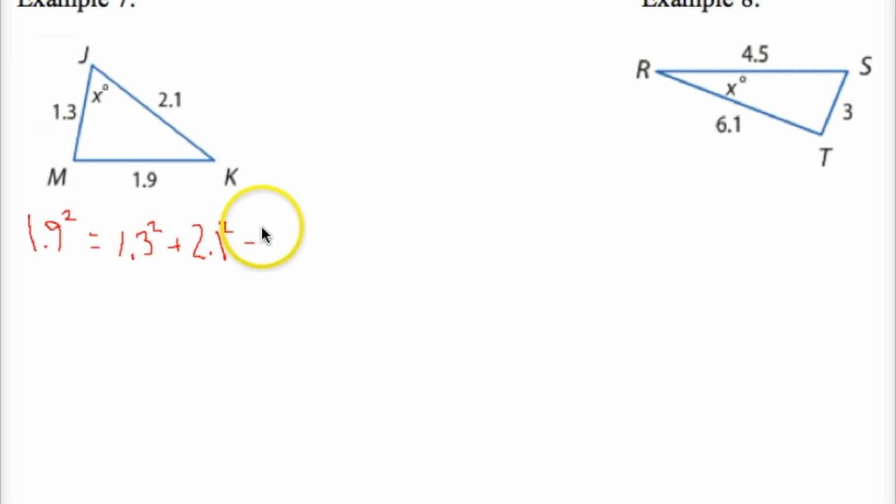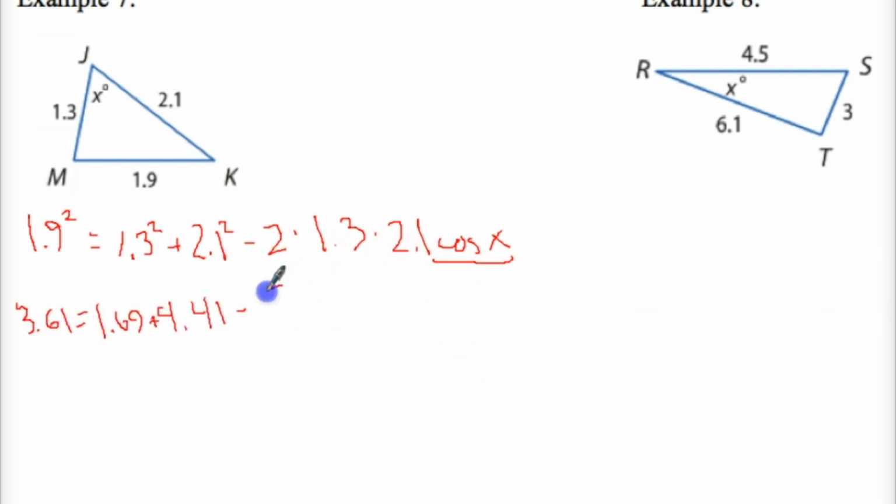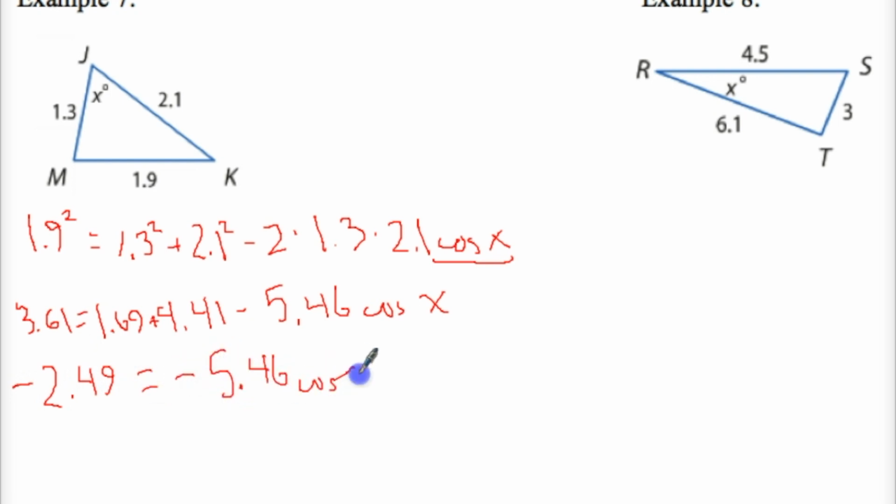So it's 1.3 squared plus 2.1 squared minus 2 times 1.3 times 2.1 cosine of the angle. So when this is all done, I'll be able to solve for this cosine x. At the end, I'm going to have to take an inverse cosine. All right, this is 5.46 cosine x. We get to this point, we're a little bit alarmed. On this side, we have negative 2.49 equals negative 5.46 cosine x. I guess that's not alarming, because when I divide both sides by negative, I'll get positive.